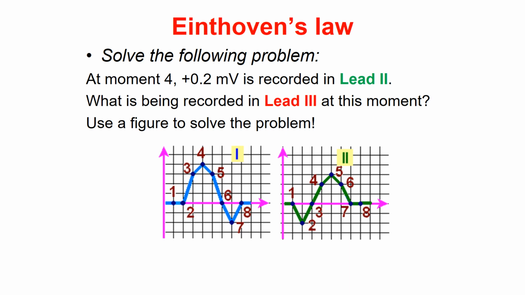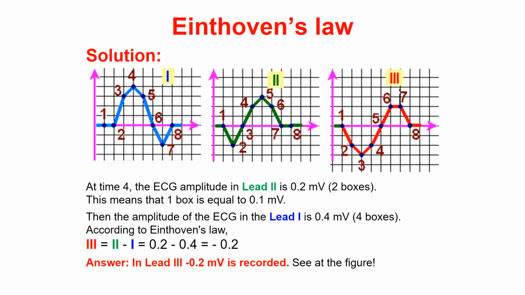Solve the following problem. At moment 4, plus 0.2 mV is recorded in lead 2. What is being recorded in lead 3 at this moment? Use a figure to solve the problem.